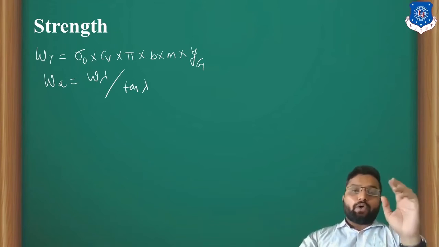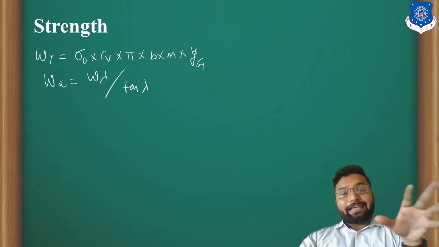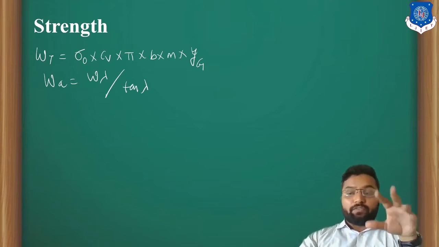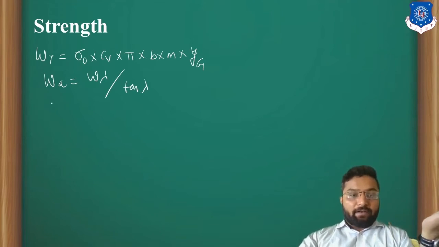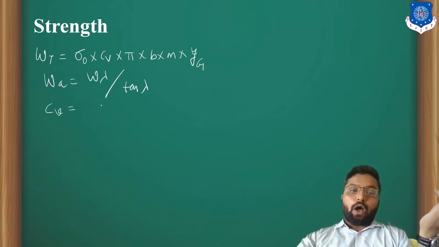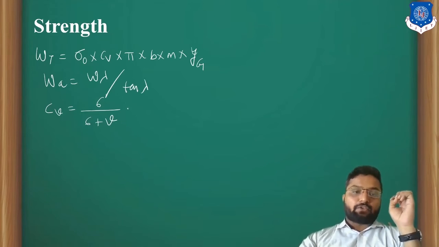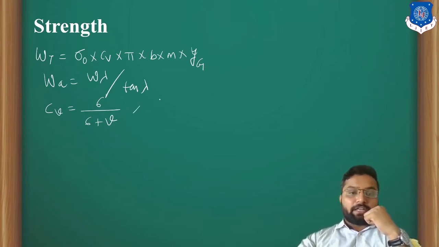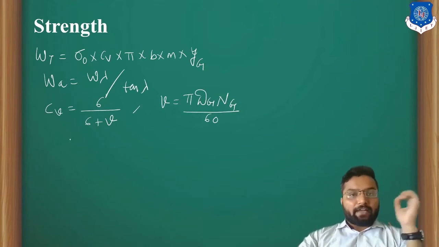Now sigma 0, it's also for sigma g, because as I have told you, in the case of worm and worm wheel, strength is always going to be determined by the gear rather than the worm. So Cv for this worm is always 6 upon 6 plus V, where V is the velocity of our gear. So velocity will look like this: pi dg ng by 60. So this will be our velocity.